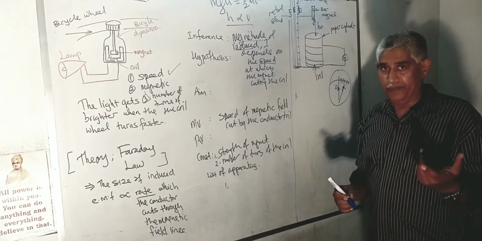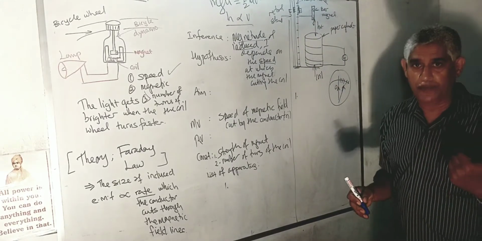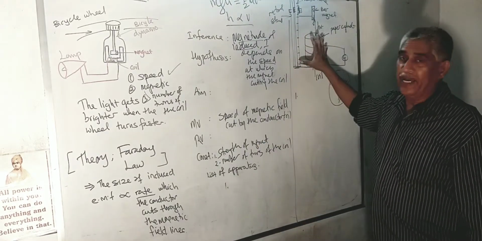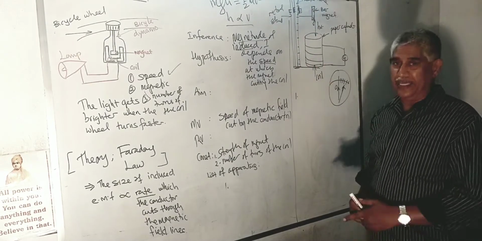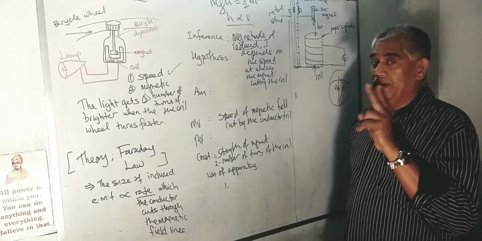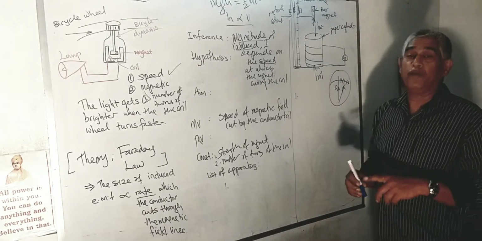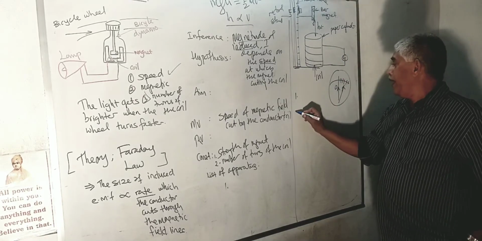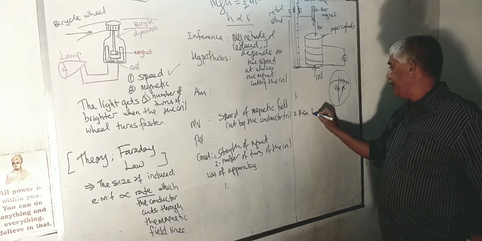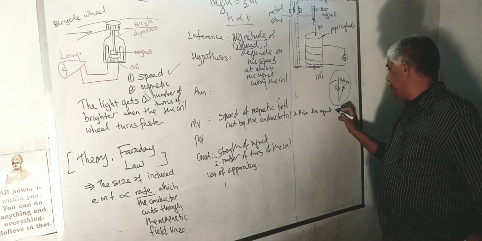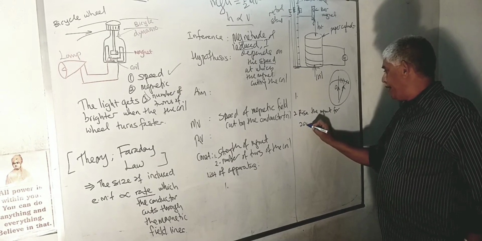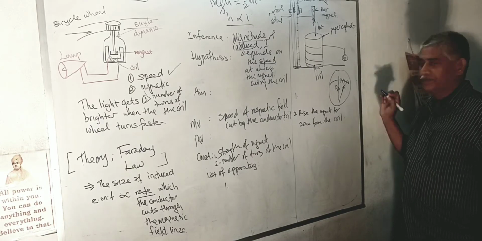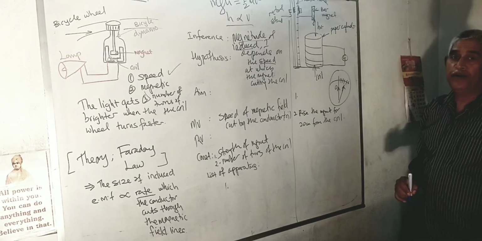So now we can write the procedure. Number 1 is as normal, you can write what I'm telling. Set up the apparatus as shown in the diagram. That's a standard procedure which you won't get marks for. Procedure number 2, you have to mention very specifically the first manipulated variable. So you can say, raise the magnet 20 cm from the coil.